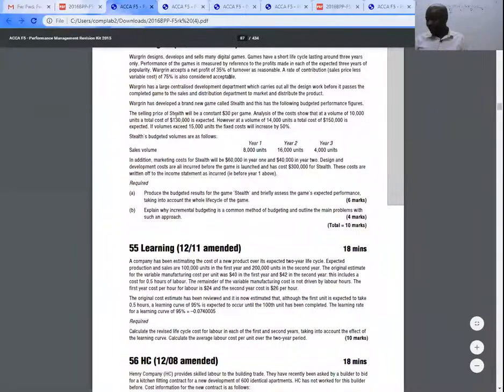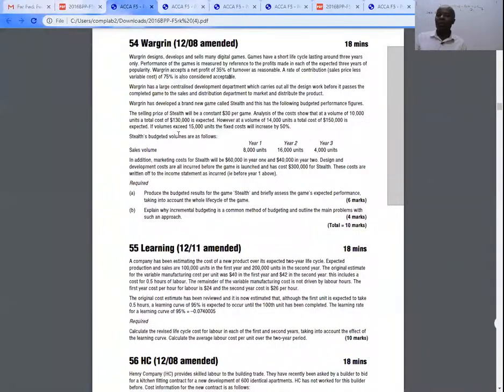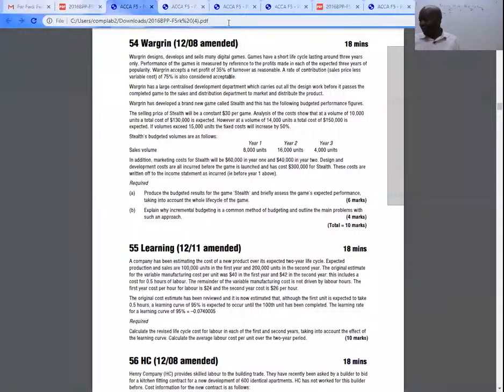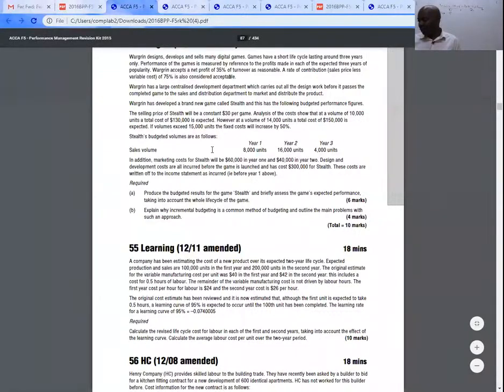I want to get revenues because this time round, as per the question, they want us to do an assessment in terms of profitability. So in terms of profitability, it means I have to begin from revenues. So I want to get the answers. For year 1, I can see the game goes for 30 bob, and the quantity is 8,000.